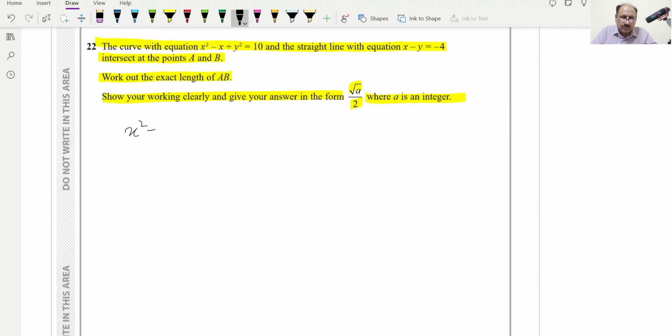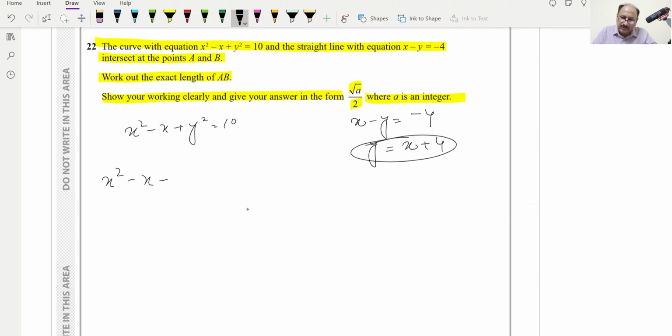One equation is x squared minus x plus y squared is equal to 10, and the second equation is x minus y is equal to minus 4. So we can write y is equal to x plus 4, and we can replace this value in the first one. So x squared minus x plus (x plus 4) squared is equal to 10. Now we can open the square: x squared minus x plus x squared plus 16 plus 8x is equal to 10, or we can write minus 10 is equal to 0.